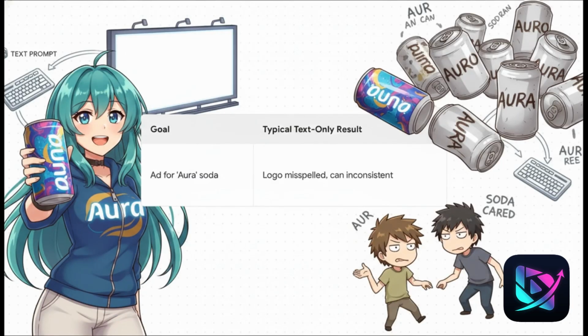Let me show you a really practical example. Imagine you need an ad for a specific soda can, let's say the Aura can, with its blue logo. If you use a text-only prompt, the AI is just going to struggle with the details. The logo might get misspelled, the shape of the can won't be consistent from shot to shot. It's a classic control problem that, frankly, text-to-video just isn't designed to solve.